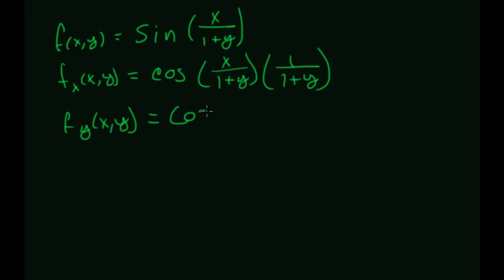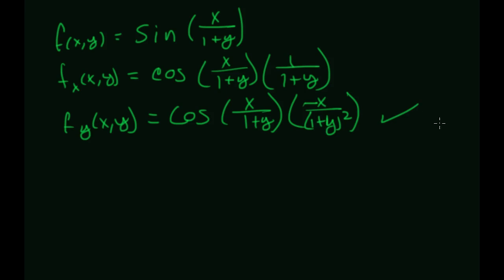Let's take the partial with respect to y. Sine again goes to cosine. What's inside stays there. The x comes along for the ride. It's going to become negative though, with 1 plus y squared in the bottom. And the derivative of what's inside is just 1. That's it. So there's your partial with respect to x, your partial with respect to y, and using the chain rule to do it.